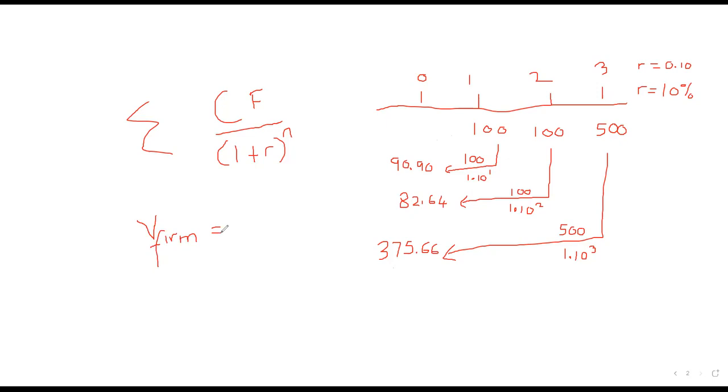90.90 plus 82.64 plus 375.66, which is equal to 549.19. 549 point what? 0.197. Okay. So this is how we calculate the value of a firm.